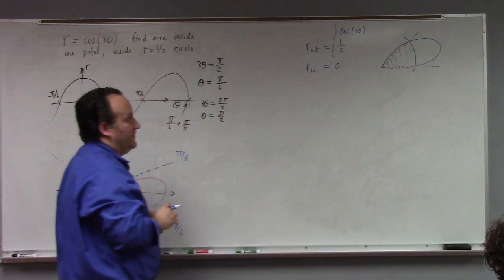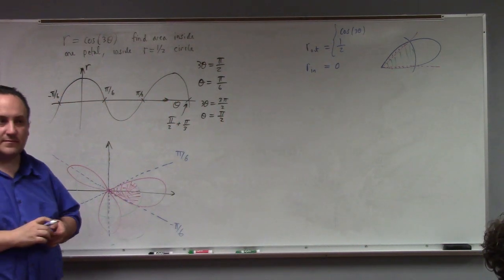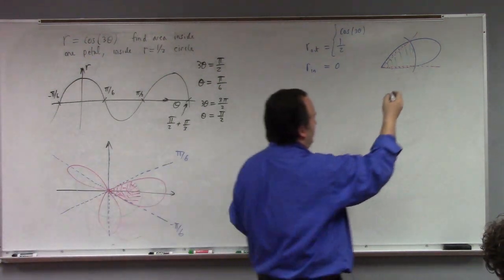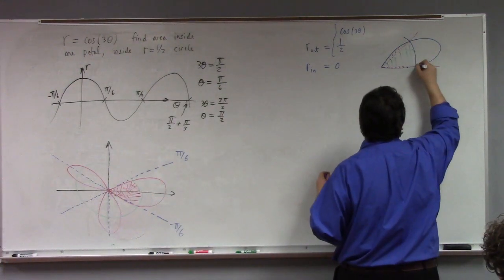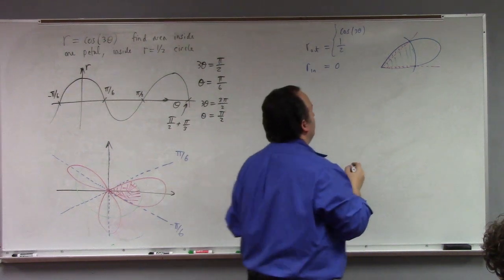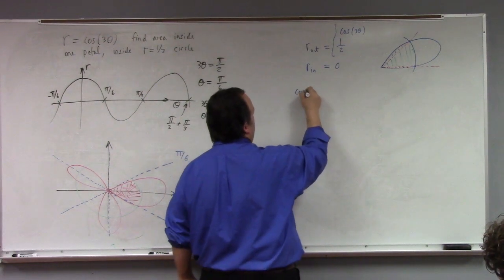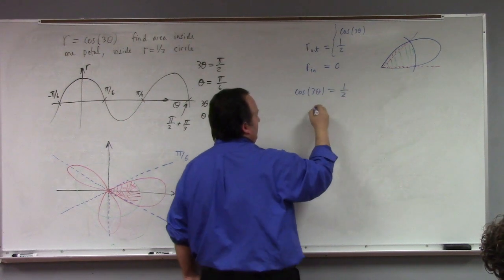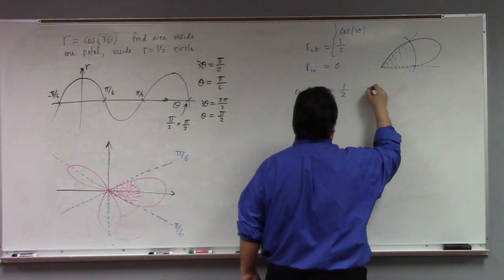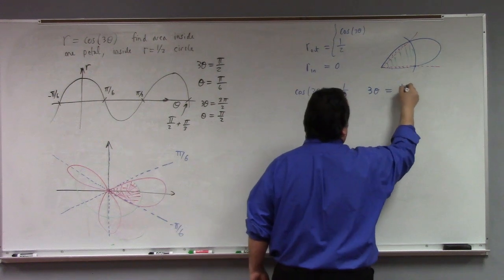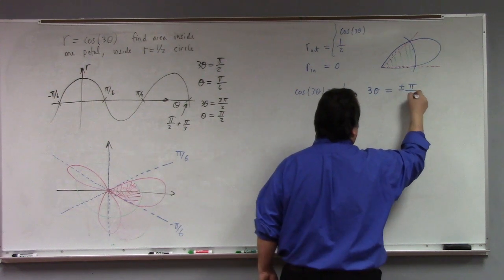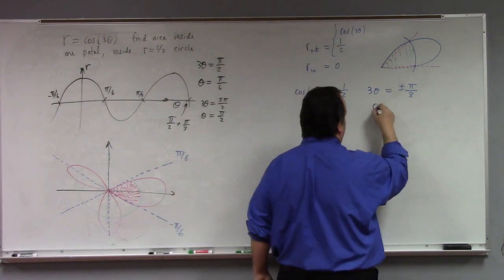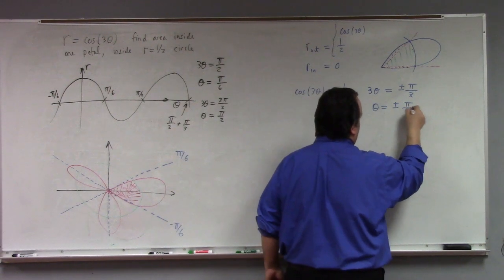So to calculate the area, I have to split it up. I need to find out what are these points right here, right? Can you tell me what those are? That's where we have cosine of 3 theta equals 1/2, which is to say that 3 theta is equal to plus or minus pi over 3, I believe. So those points of intersection are actually theta equals plus or minus pi over 9.